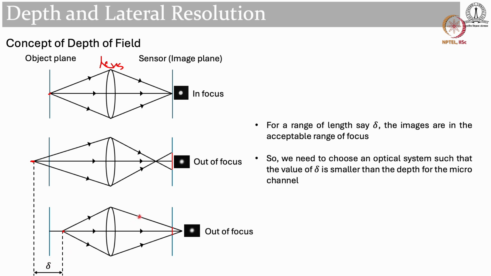Now suppose our delta is some x micron. Then the depth of our channel has to be greater than that x micron, so that we are only able to see a small volume of the microchannel, or a small in-focus plane of the microchannel, and not a very large section. So for that, delta has to be smaller than the depth of the microchannel.